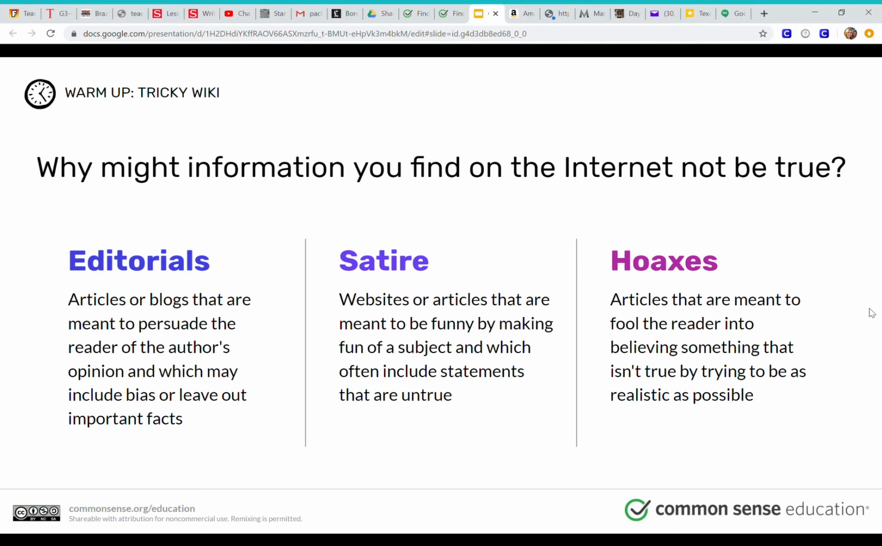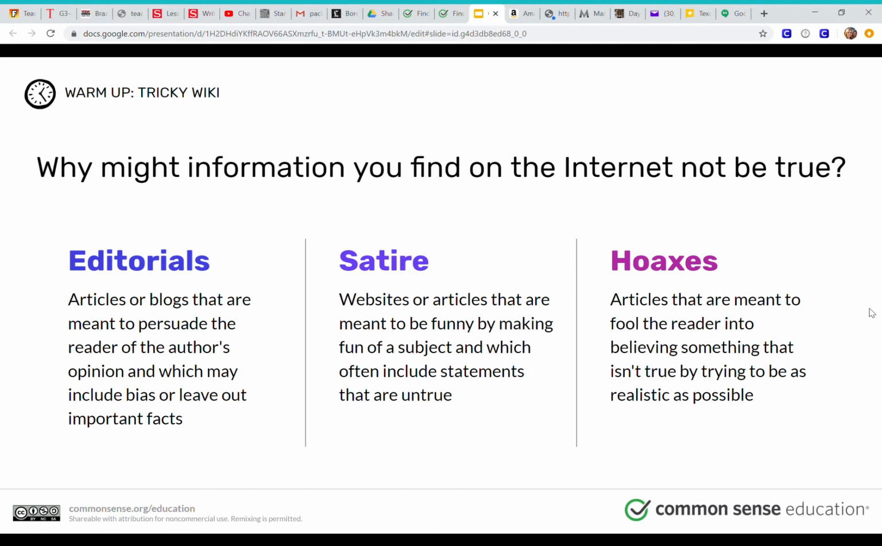So this goes back to our first learning objective. Some of the reasons people post stuff that's not true on the internet. Okay, we have 3. They could be posting it as an editorial. So that is an article or blog that is meant to persuade the reader of the author's opinion and which may include bias or leave out important facts. Okay, so editorials are like opinion pieces. Okay, so they're opinion pieces that are trying to convince you that you should also support whatever the author supports.